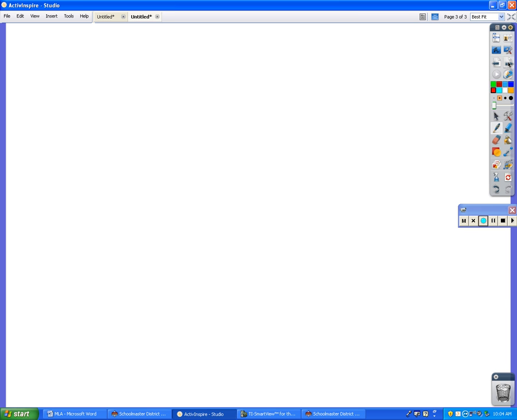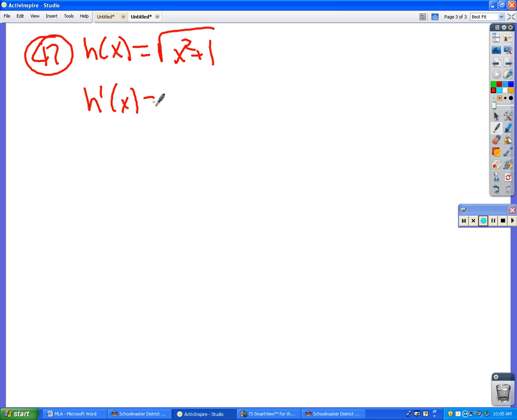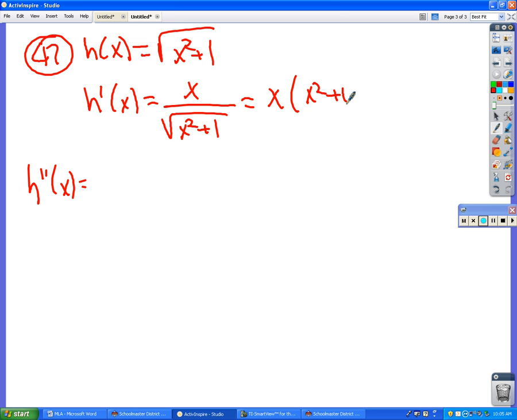I wasn't sure how to get the second derivative. So, you want me to take a look at 47? Yeah, why don't I give you the first derivative and then you can help me find the second derivative. Okay, what's the first derivative? x over the square root of x squared plus 1. All right, so this is going to be the quotient rule then to get the second derivative. You want to just put it at the top and go product rule? So we're going to rewrite this as x times x squared plus 1 to the negative 1/2.